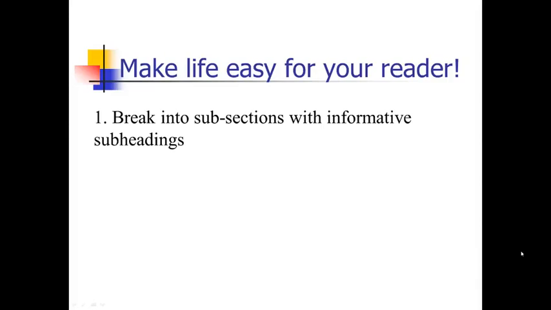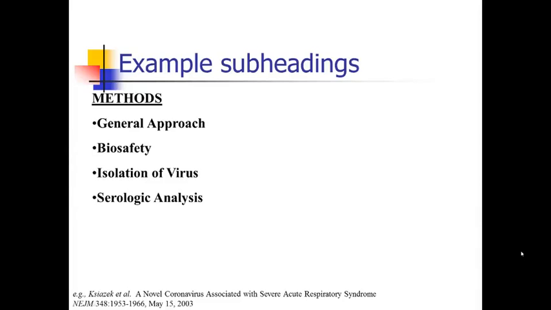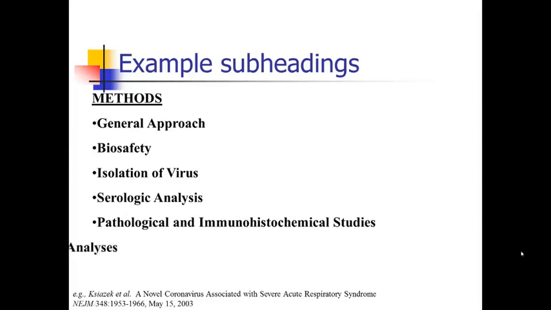One way to help your reader with that is to break your methods section into subsections with informative subheadings. I'll give you some example sets of subheadings from different papers I pulled out. This one was on viruses: they had a general approach, biosafety, isolation of the virus, serologic analysis, pathological and immunohistochemical studies, molecular analyses. So it had information for each of those. Depending on what type of study you're doing and what scientific discipline you're coming from, those subheadings are going to vary, but this is just to give you a couple of examples.